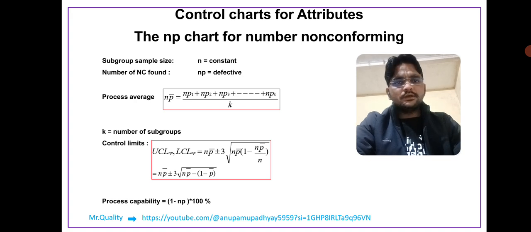For the lower control limit, the formula is NP bar minus 3 under root NP bar into 1 minus NP bar divided by N. This can be simplified as NP bar minus 3 under root NP bar into 1 minus P bar. Process capability is calculated as 1 minus NP bar, into 100%.